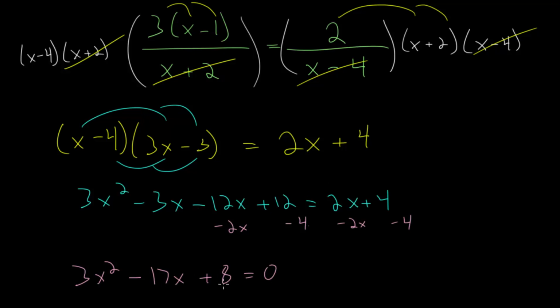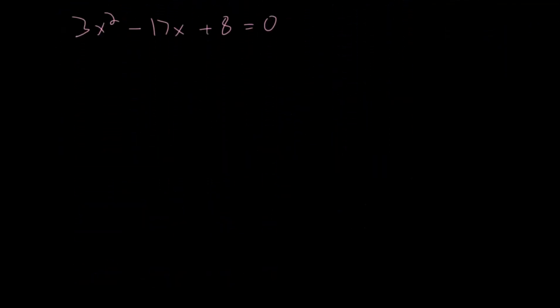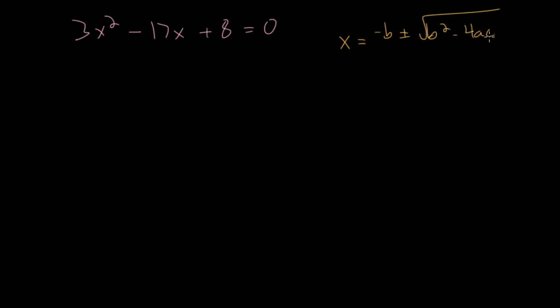And from here, we can try to factor this, or we can just use the quadratic formula. And when the coefficient on x squared is not 1, it's usually not factorable unless it was constructed to be factorable. So in my opinion, it's better to just use the quadratic formula so that you don't waste time if it's not factorable. And remember, the quadratic formula says that x is minus b plus or minus the square root of b squared minus 4ac all over 2a. And this is for a general quadratic, ax squared plus bx plus c is equal to 0.